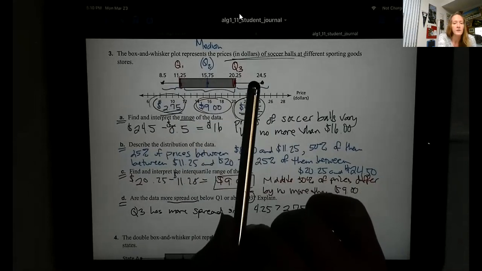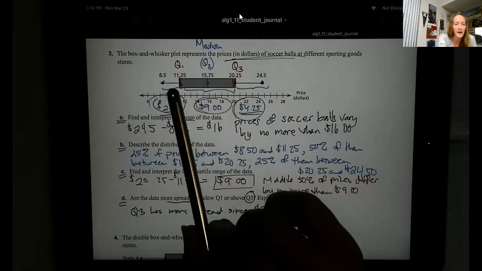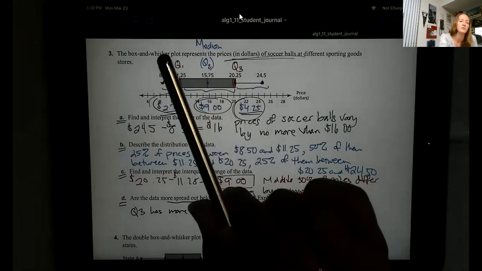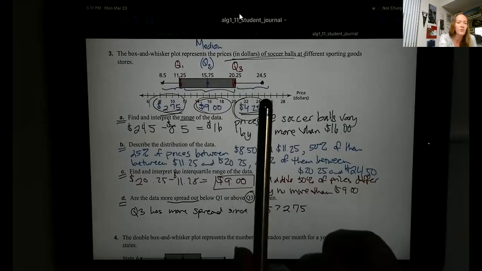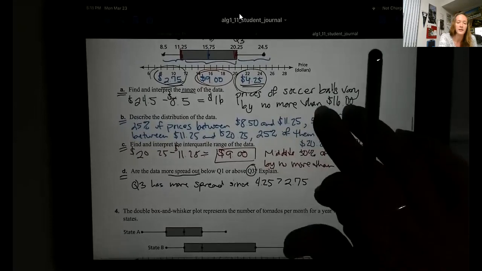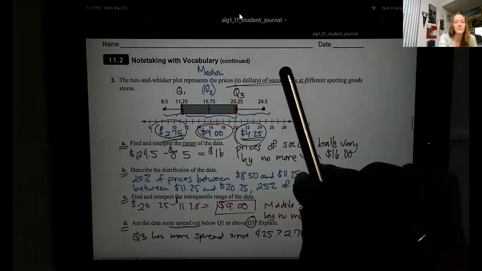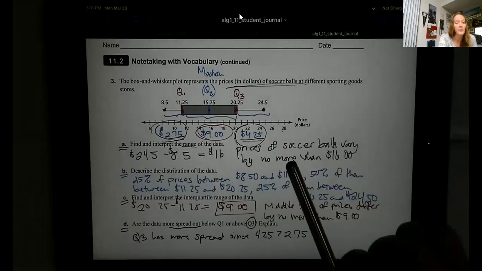Now, today we're going to start talking about some comparison language, trying to think about what one box and whisker plot says compared to another one. Notice this next example has two different box and whisker plots, and we're going to talk about comparing those two. Before that, there is one other type of description of a box and whisker plot.